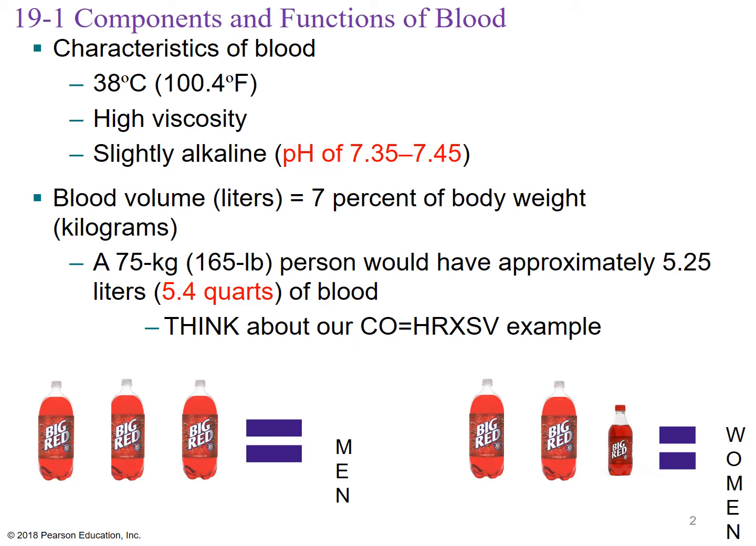Remember our cardiac output equals heart rate times stroke volume example, where my son and I did the little example of pouring the tomato juice into the bowl. So we were talking about how much blood can come out of the heart and then go into the systemic circulation in that particular example. So this is just here as another kind of visual reminder to help you remember about the average amount of liters in males versus females.